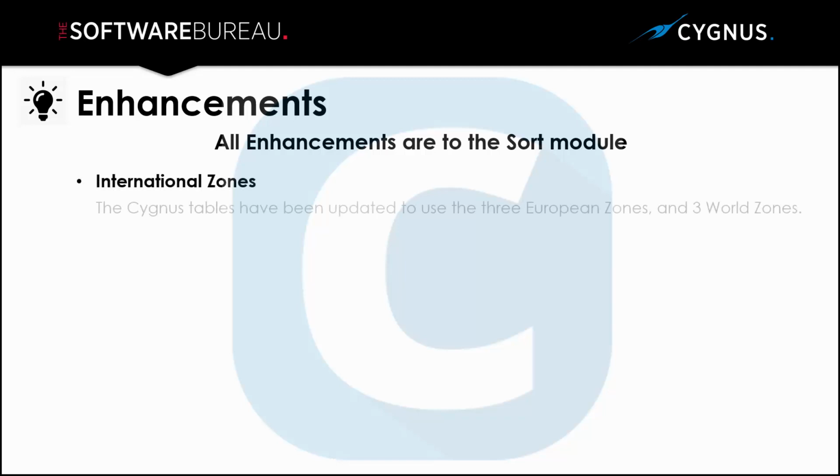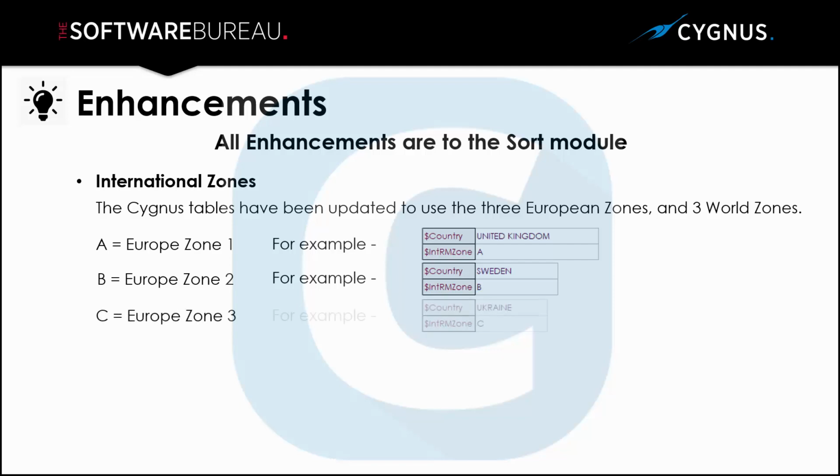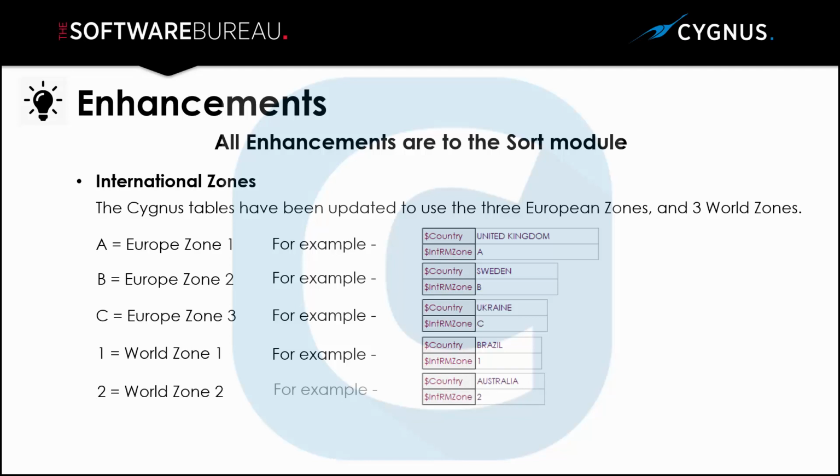International zones. The Cygnus tables have been updated to use the 3 European zones and 3 world zones. European Zone 1, for example, has an A in the International RM zone field. Europe Zone 2 has a B in the International RM zone field, and Europe Zone 3 has a C in that field. As far as the world zones are concerned, World Zone 1 has a 1 in that field, 2 has a 2, and of course World Zone 3 will be populated with a 3.